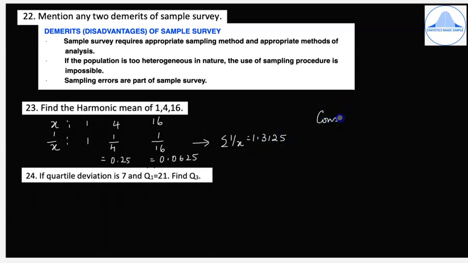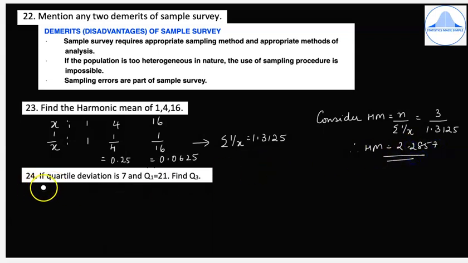Now let us write the formula of the harmonic mean. So consider harmonic mean is equal to n divided by summation 1 by x. So n is the number of values, which is 3, divided by 1.3125. So you get harmonic mean is equal to 2.2857.